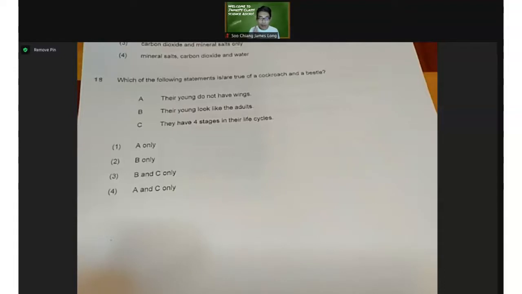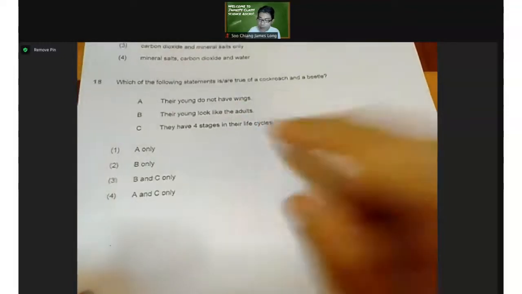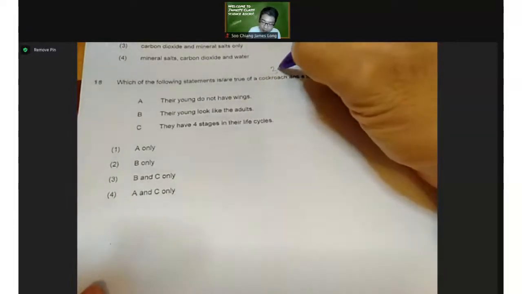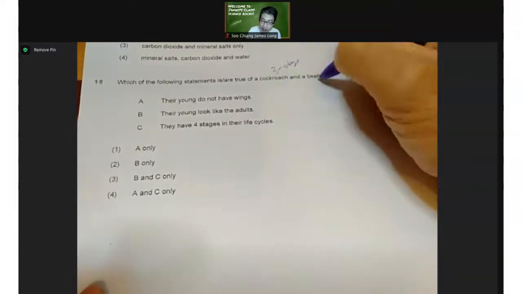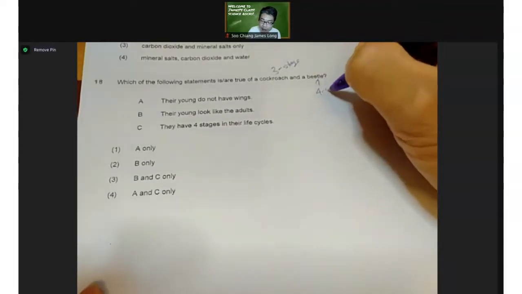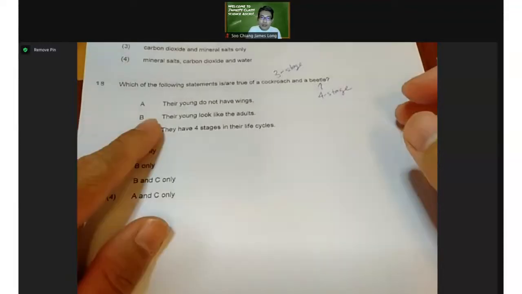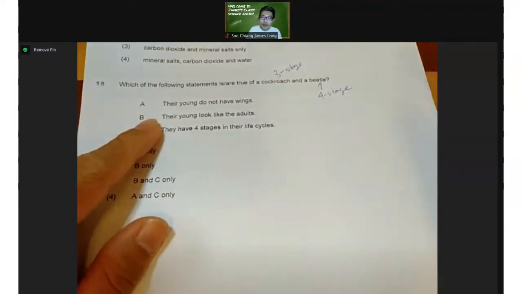The 4-stage one will have egg, larva, pupa, and adult, whereas the 3-stage one depends. For some animals it will be egg, nymph, adult. Some will be just egg, young, and adult. Okay, now let's see here. Cockroach is one of the animals with a 3-stage life cycle. Beetle has a 4-stage life cycle. Now, which of the following statements are true of a cockroach and a beetle? It must be true for both of them.